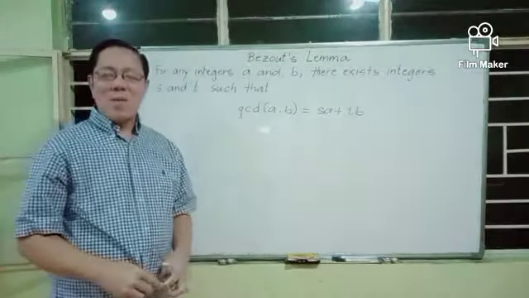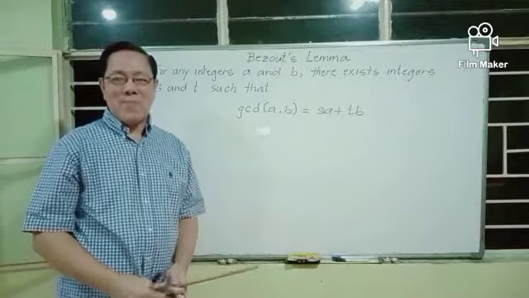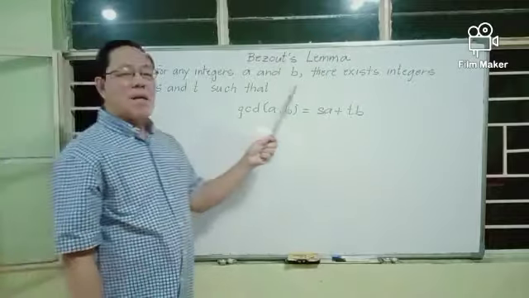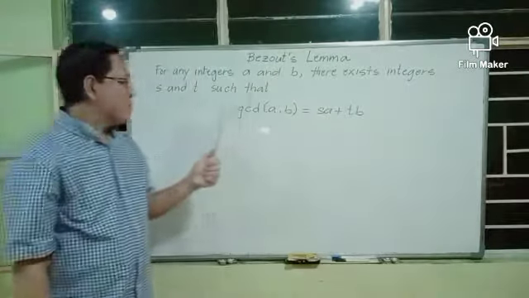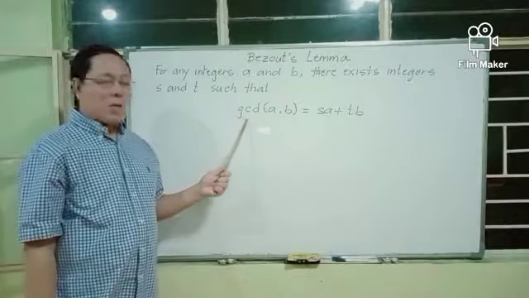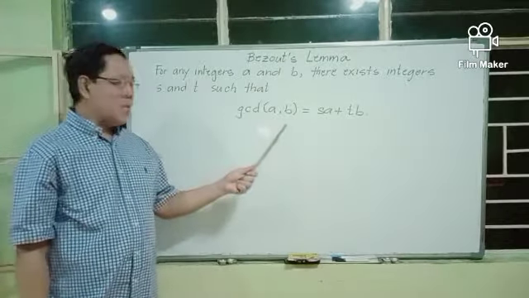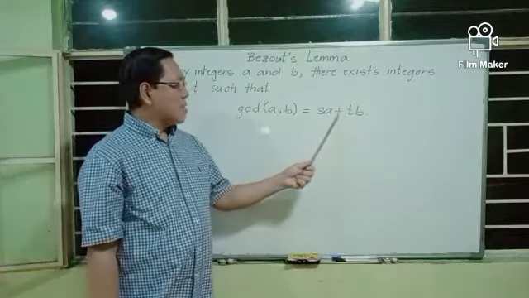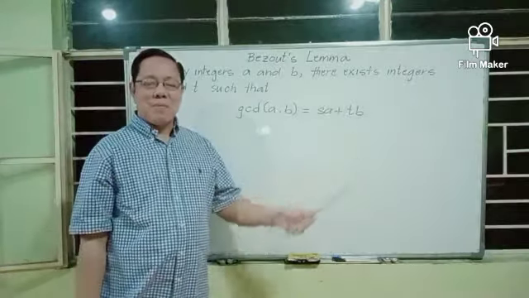We read the Bezout lemma. It says for any integers a and b, there exist integers s and t such that the greatest common divisor of integers a and b is equal to s multiplied by a plus t multiplied by b.